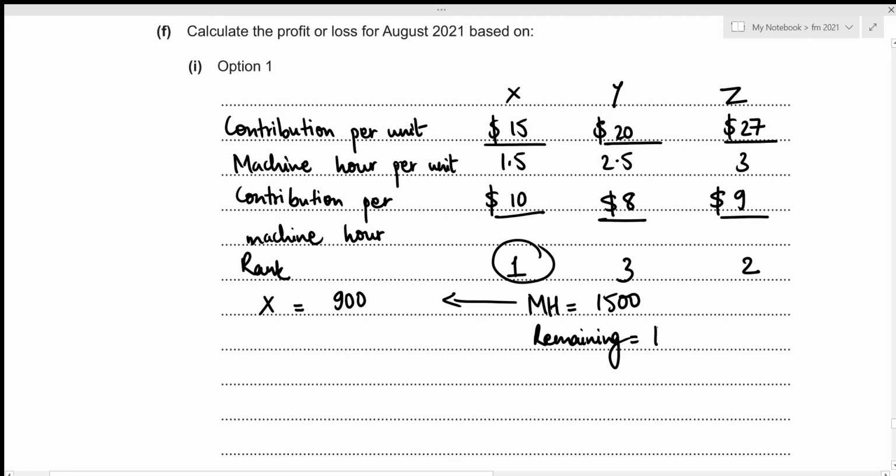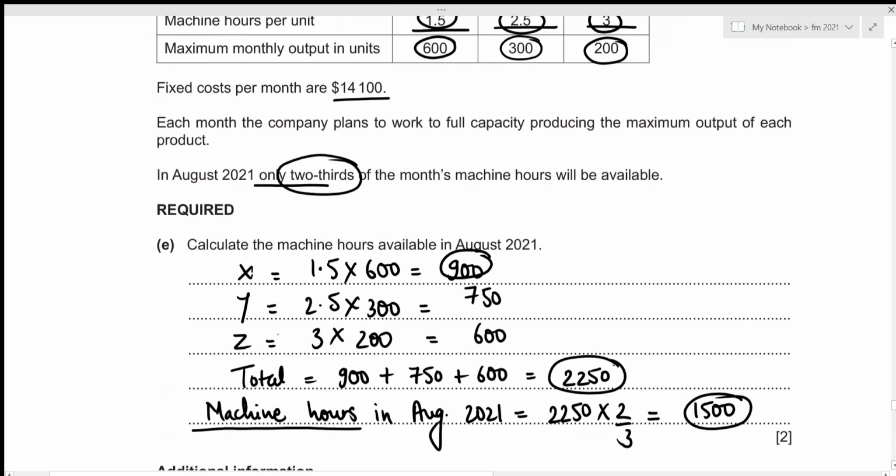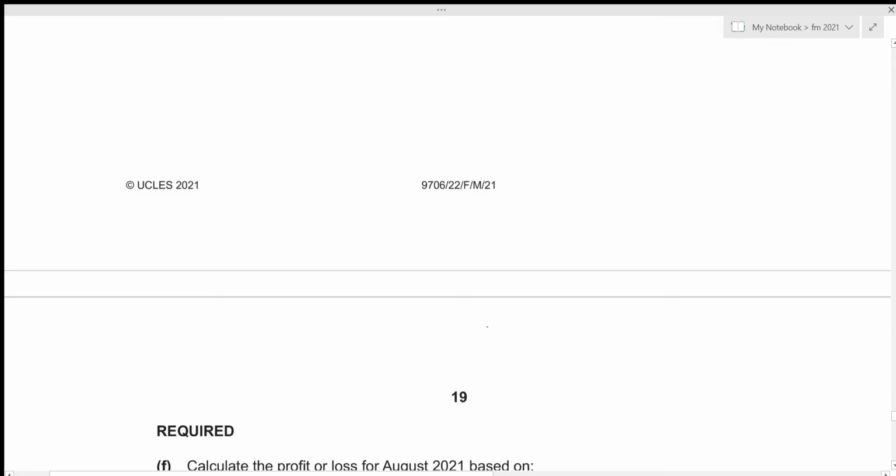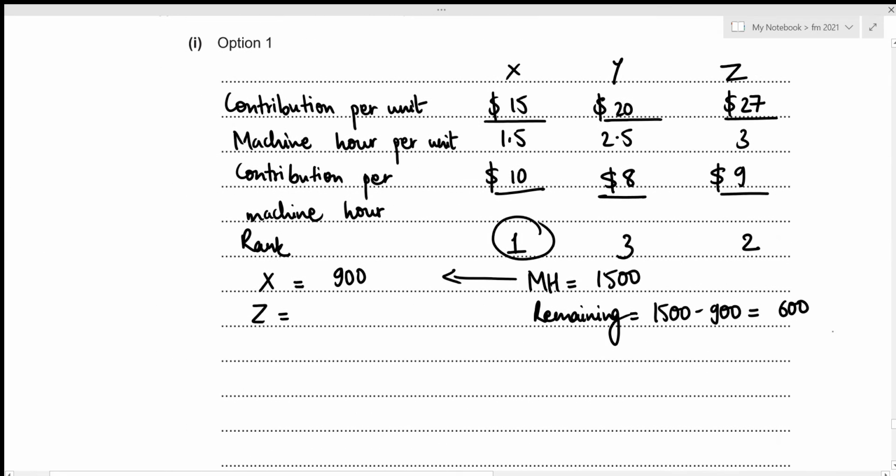That's going to be 1500 minus 900, which is 600. All right, now we prioritize product Z, right? That's rank 2. So for product Z, as we calculated above, we require 600 machine hours. So our remaining is also 600, which means that we can sustain to produce all of the units required for product Z. That's 600. And now the remaining machine hours will be 0, right?